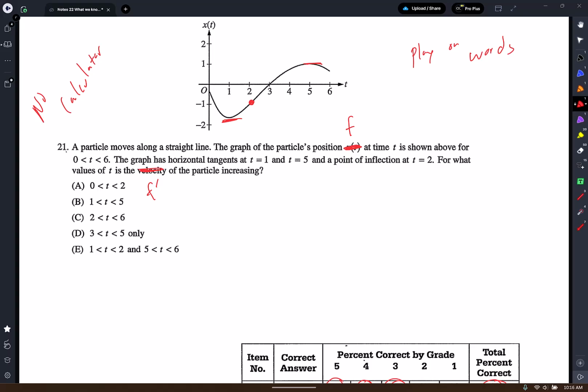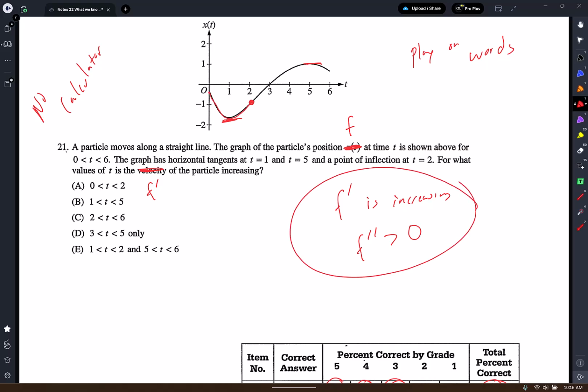Let me write this down. Maybe you'll see it real quick. If f prime is increasing, what does that mean about f prime prime? This graph is f, right? Where is f prime prime positive? Tell me the interval where f prime prime is positive. So there it is. Between 0 and 2, I have this happening. Do you guys see that?